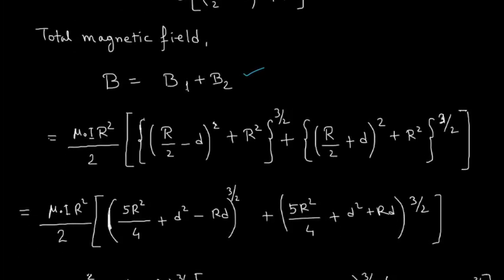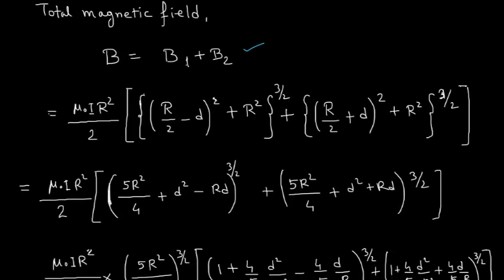So putting the value of B1 and B2, we get mu naught N I r square upon 2 [((r by 2 minus d) whole square plus r square) to the power minus 3 by 2 plus ((r by 2 plus d) whole square plus r square) to the power minus 3 by 2]. Upon solving, we get mu naught N I r square upon 2 [(5r square by 4 plus d square minus rd) to the power minus 3 by 2 plus (5r square by 4 plus d square plus rd) to the power minus 3 by 2].